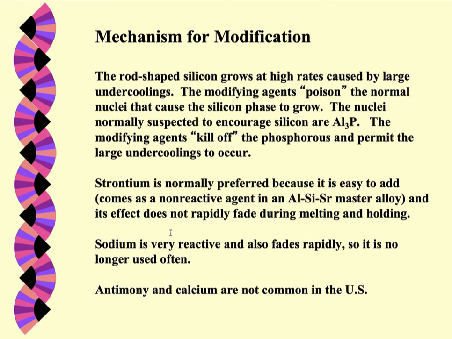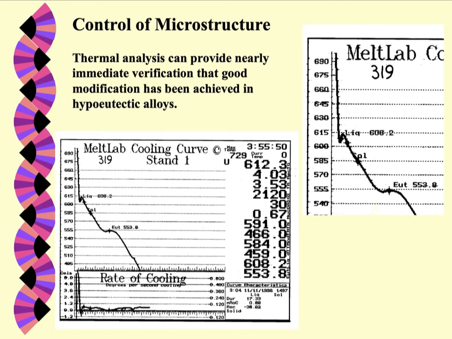Strontium is non-reactive, it's easier to add. Sodium is very reactive and then it fades. In other words, you add it to the molten metal and then you only have a certain amount of time to pour that molten metal, otherwise it will just fade away. And antimony and calcium are not common in the United States. I've never seen it used. Okay, so I just showed you this before.